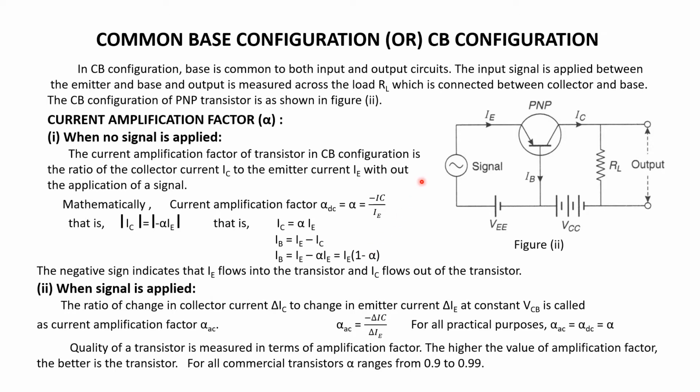Now when the input AC signal is applied, the input current is an alternating current and the output current is also an alternating current which changes with time. Hence, the amplification factor can be written as alpha AC equal to change in output current by change in input current. This amplification factor is a measure of the quality of a transistor. If the amplification factor value is greater, then the transistor is said to be a better transistor. In CB circuit, the collector current is almost equal to the emitter current. Hence, the amplification factor is generally less than 1.